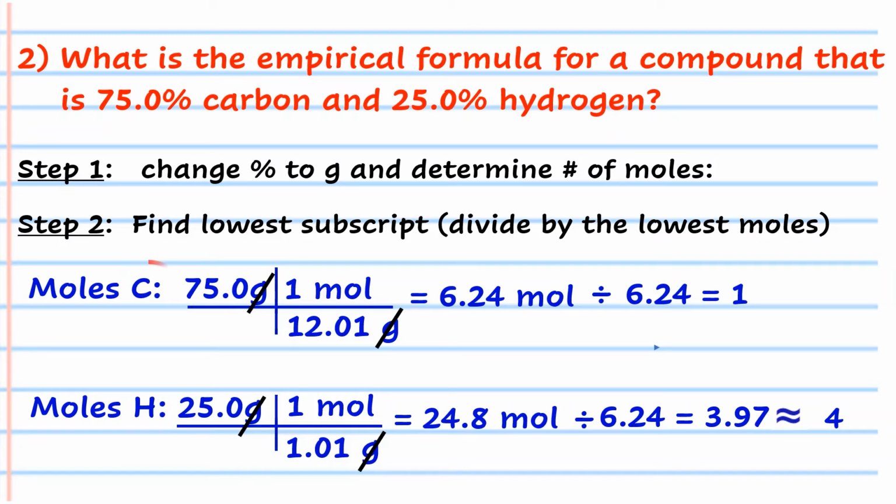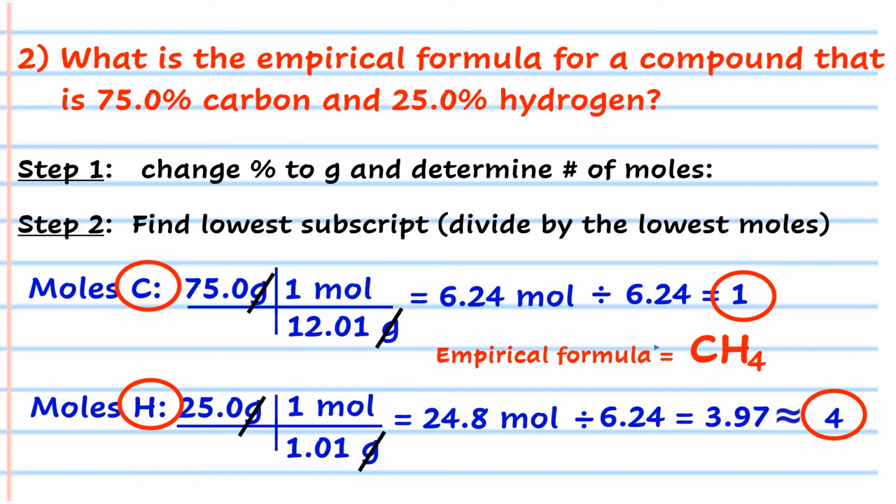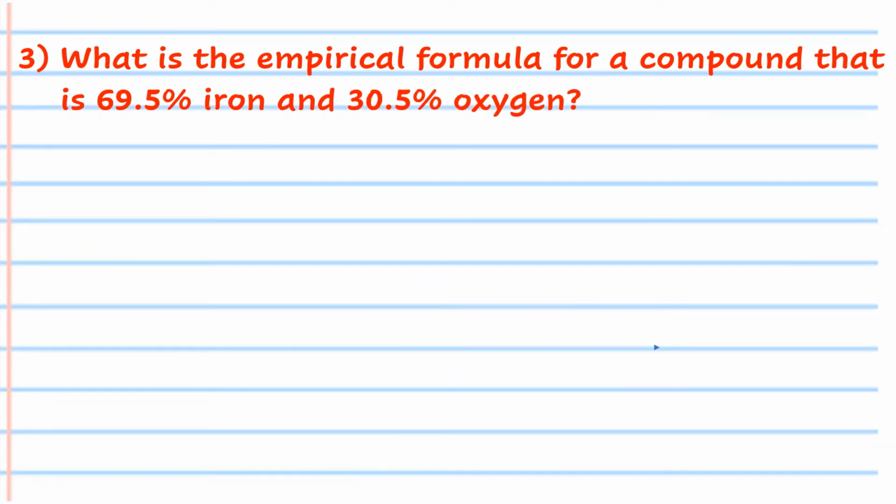So those are going to be our subscripts. The subscript for carbon should be a 1, and the subscript for hydrogen should be a 4. And we're going to use those to come up with our empirical formula. So carbon is going to have a subscript of 1, which we don't need to write, and hydrogen will have a subscript of 4. Why don't we take a look at this practice problem? What is the empirical formula for a compound that is 69.5% iron and 30.5% oxygen?